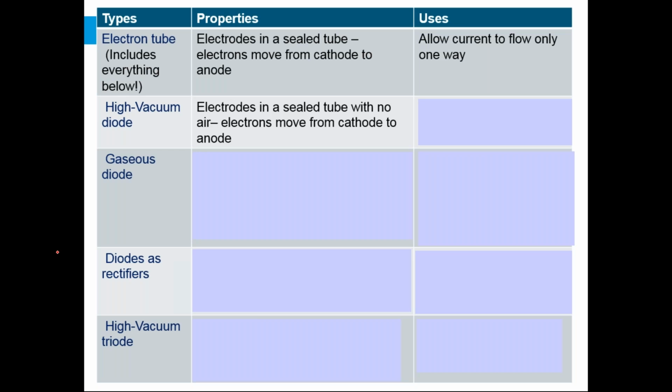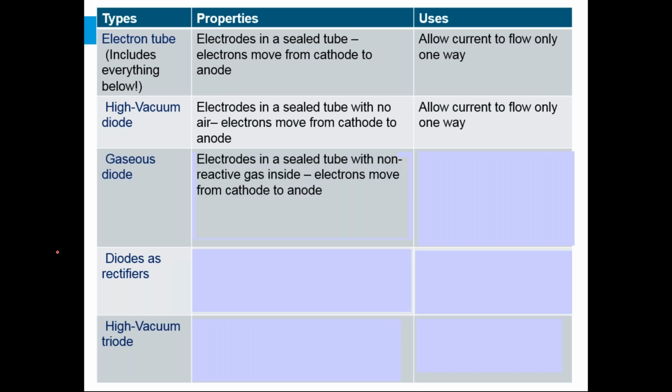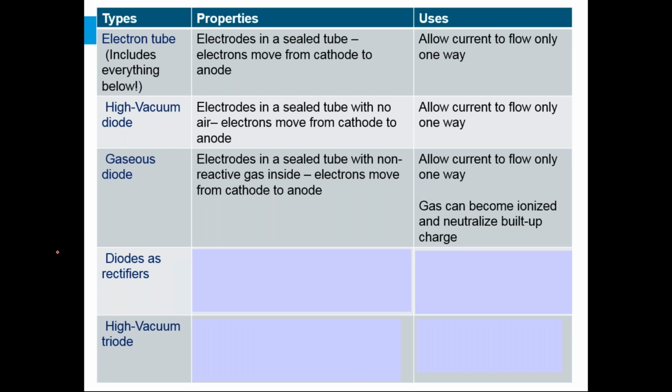A high vacuum diode is an electron tube where the electrodes are sealed in a tube with no air, and the electrons move from the cathode to the anode. They also only allow the current to flow one way. A gaseous diode is similar except that it's got a non-reactive gas inside. It also allows the current to flow one way, and the gas can actually become ionized and neutralize built-up charges around the cathode.